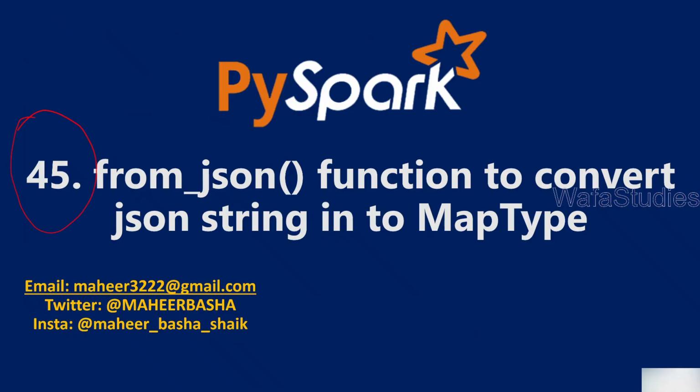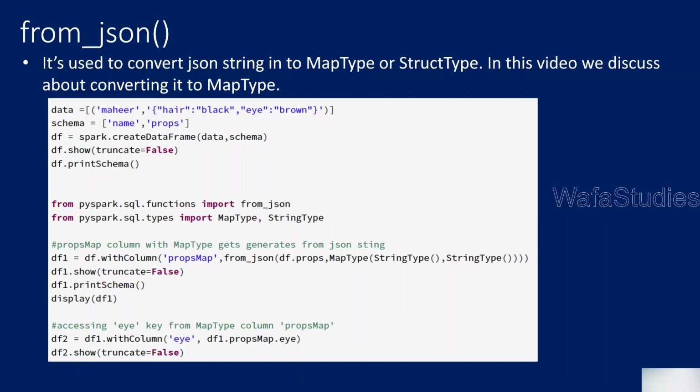In this video, we discuss the from_json function and how to use it in PySpark. This from_json function will take any JSON string, for example, JSON data in a string format, and convert that string back into map type or structure type. In this video, we will focus on how to convert this JSON string into map type. In our next video, we will do the same thing, converting a JSON string into structure type.